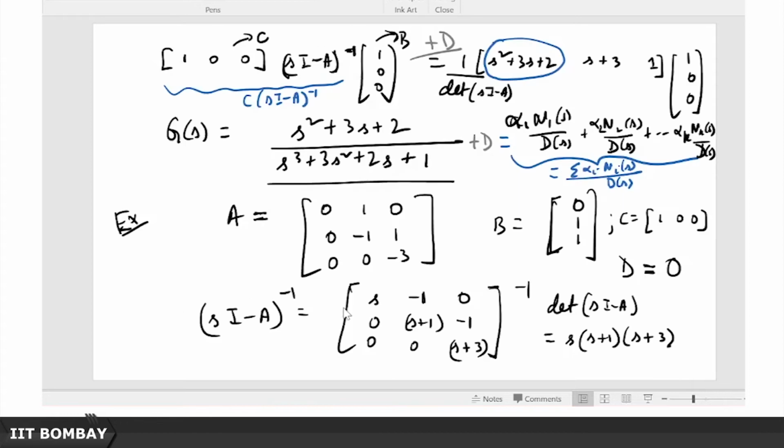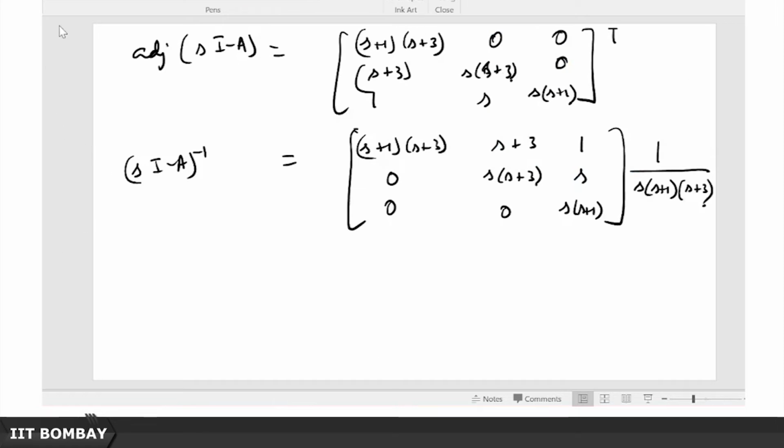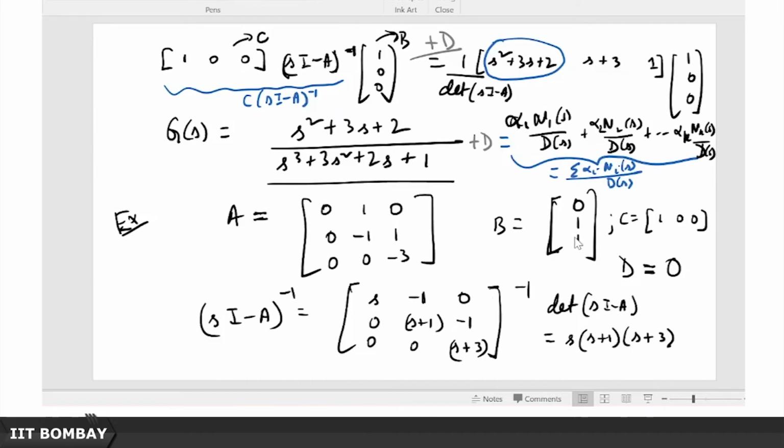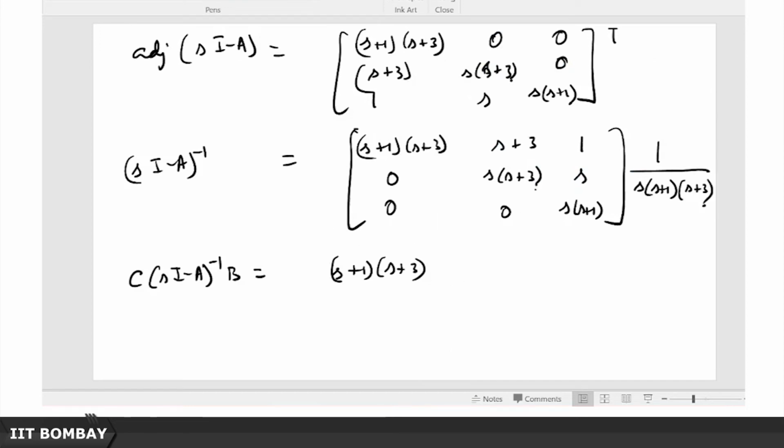Now what have I got to hit it with? I have got to hit it with this 1 0 0 on the left and 0 1 1 on the right. So let me hit it with this, C times SI minus A inverse B. So 1 0 0 on the left means I am going to pick out the first row. This time I am going to do it quickly, as the C matrix is convenient for me. The B matrix unfortunately takes the sum of the second and the third column, so let me not do that quickly. Let me retain the B, but because C is of a convenient structure, just picking out the first row of SI minus A inverse, let me just do the same.